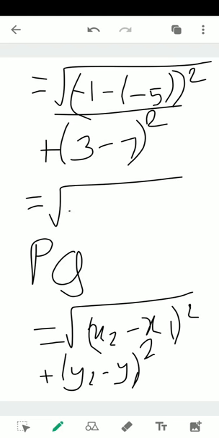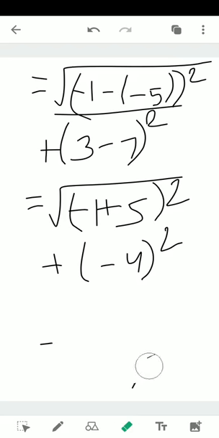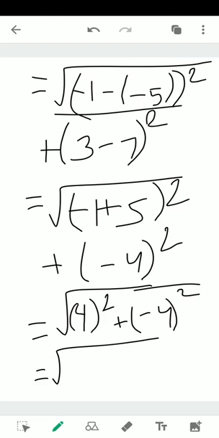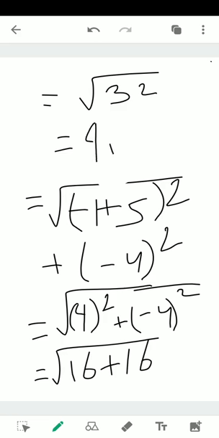So minus 1 plus 5, and minus 1 plus 5, within the bracket will become minus 4 square. So 4 square is 16, plus minus 4 square is 16, so under root 16 plus 16. 16 plus 16 will become under root 32. This I can write as 4 root 2 units. So this is the answer.